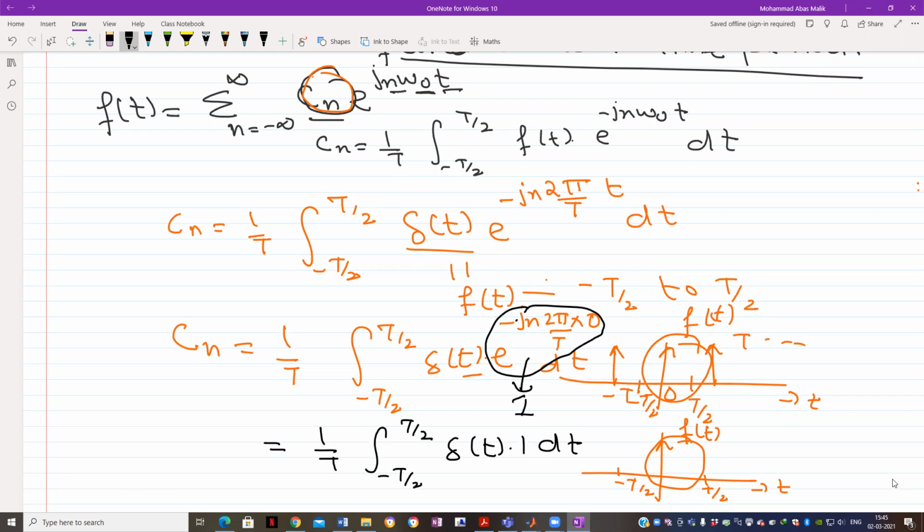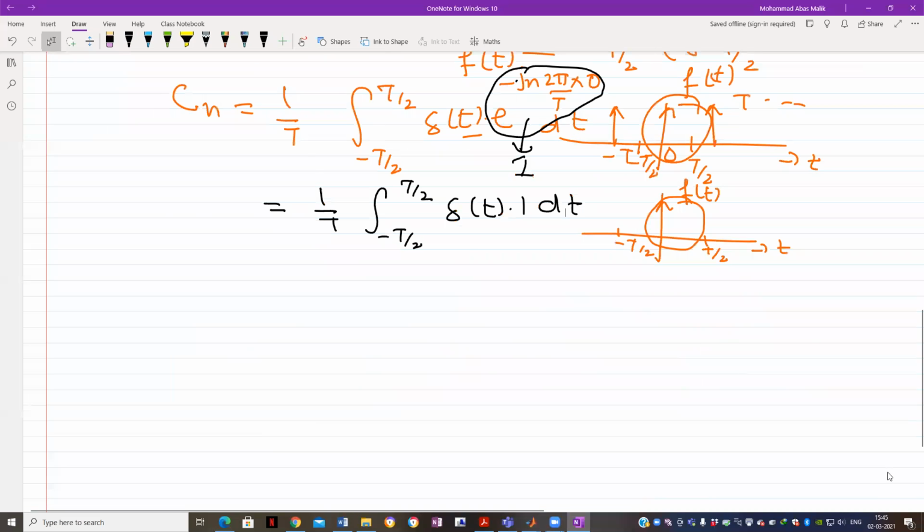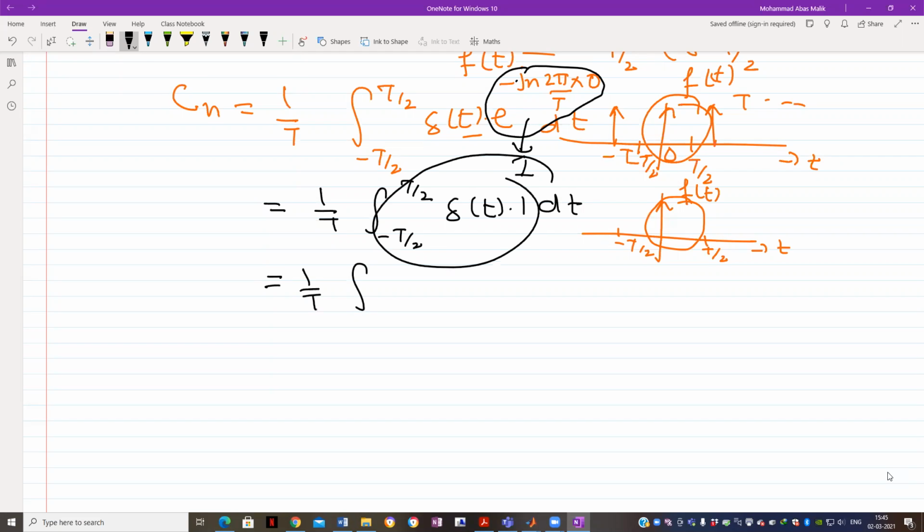You people know that the area under the delta of t is always equal to 1. So 1 by t, this whole value will be equal to 1. So this will be equal to delta of t into 1. So Cn is equal to 1 by T. Got it? Anybody having any doubt, please tell me.